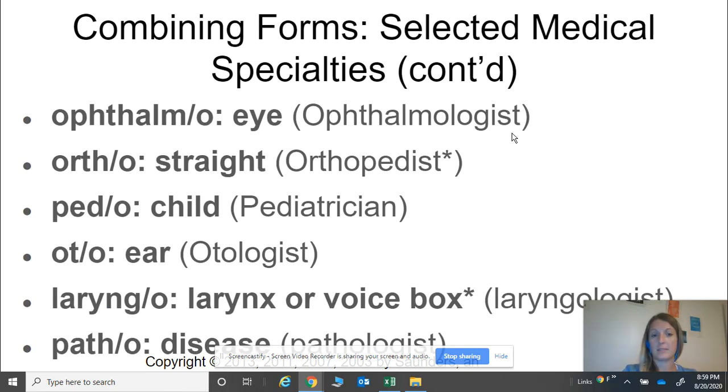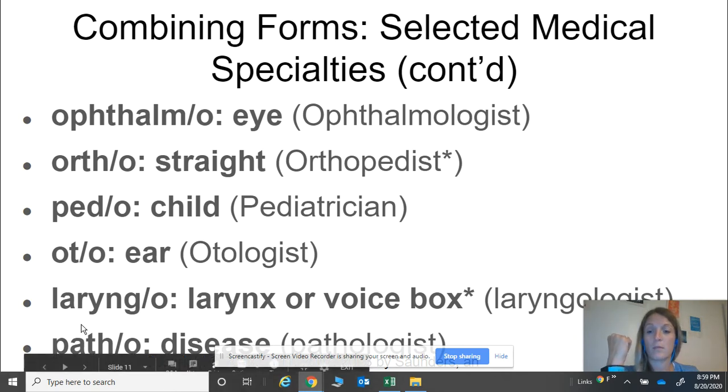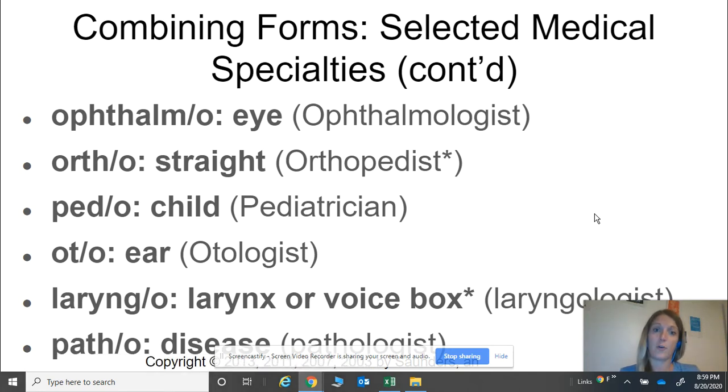Ophthalmo, we talked about as an eye, so ophthalmologist is your eye doctor. Orthopedist, we just talked about. Pedo does mean child, also means foot. Oto is ear, so an otologist is going to be your ear doctor, or ear specialist. Laryngo is your larynx, which is your voice box, your throat. Patho is disease, so pathologists are working really hard right now to see how COVID works.